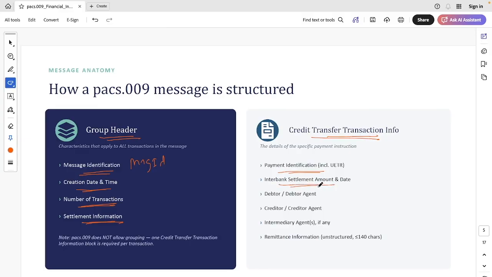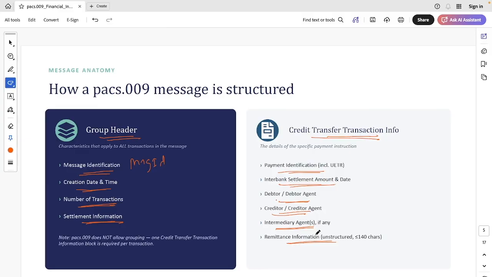This tells the amount and the currency being settled between the banks. Then it has the interbank settlement date, which basically tells the settlement date. Then it has a debtor and debtor agent representing the financial institution on the debit side, creditor and creditor agent representing the financial institution on the credit side. Then it might also have the intermediary agents if the payment passes through a correspondent bank. Then it also captures the remittance information, if any note or reconciliation text needs to be carried.